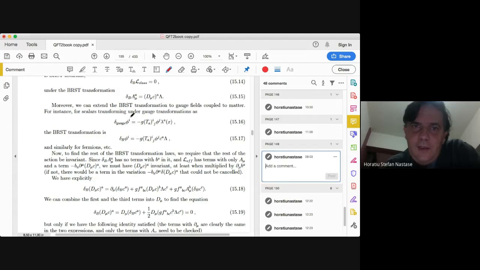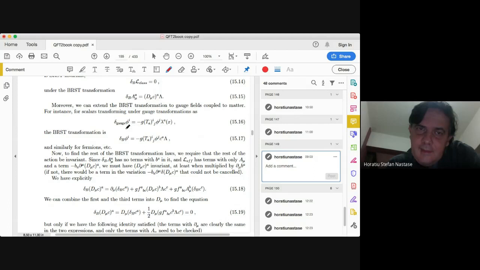Now we can extend this further. I said here classical Lagrangian, but I only wrote before the classical gauge Lagrangian. In principle I can also couple the gauge field to matter, and then I also have a gauge invariant theory, a gauge invariant Lagrangian.